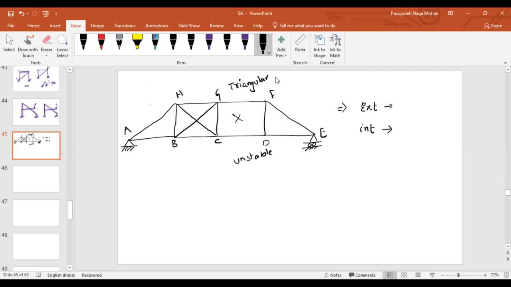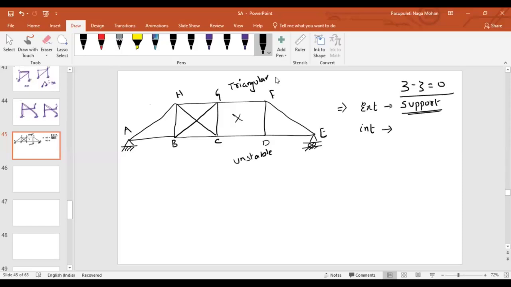Right. When you are talking about whether the overall structure is stable, and still if you want to identify whether it is externally stable or internally stable, as we have discussed, external stability comes from the support reactions only. So in this case, how many support reactions are developing? 3. So 3 minus 3, that will be equal to 0. Or otherwise you can say, with the combination of these 3 reactions, we can avoid the rigid body movements.